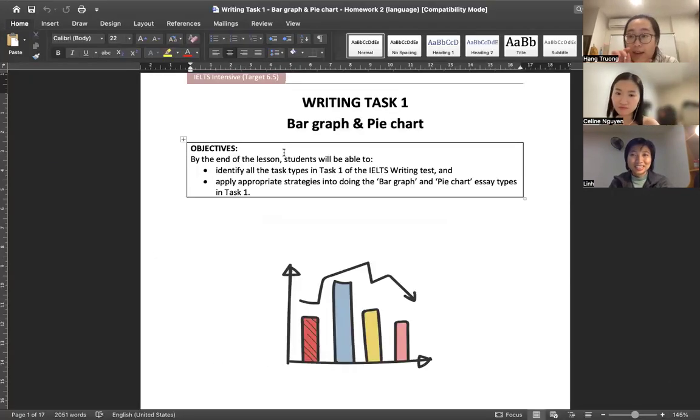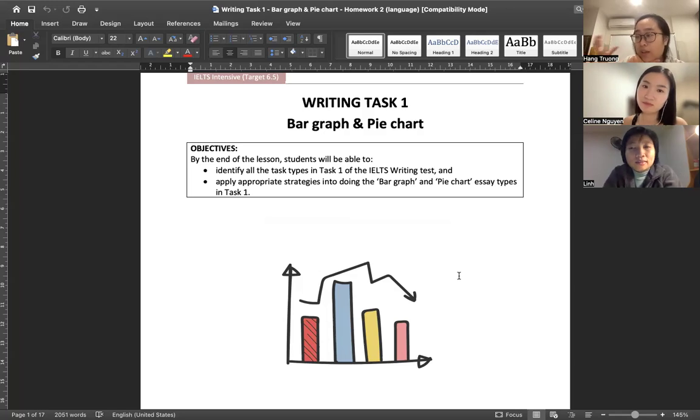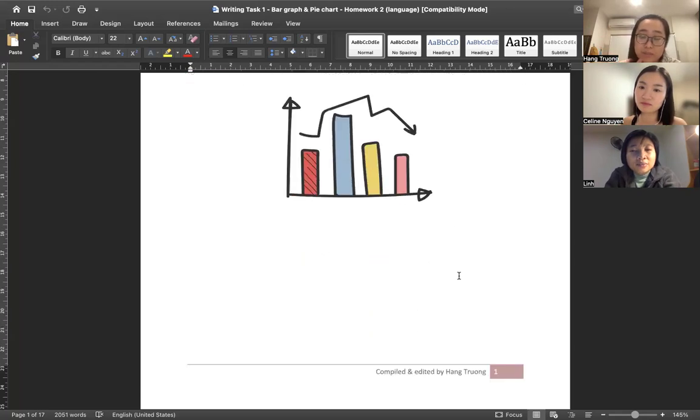So this is the class handout that we will have. And also some of the exercises in this handout will be your homework so that we can improve your vocabulary related to these two task types. So the first one is bar graph, right?